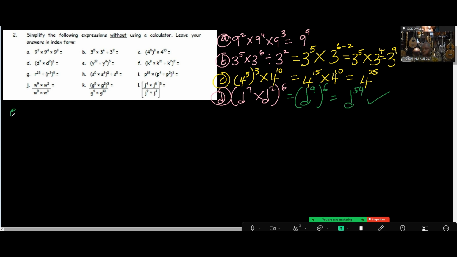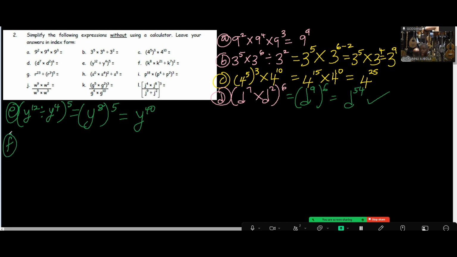Then the fifth one, option E. For option E, what do we have there? We have y raised to power 12 divided by y raised to power 4, everything raised to power 5. Now, firstly solve what's in the bracket. Pick the y. 12 minus 4 is 8. Then there is a 5 outside the bracket. You now have y raised to power 40, because 8 times 5 is 40.